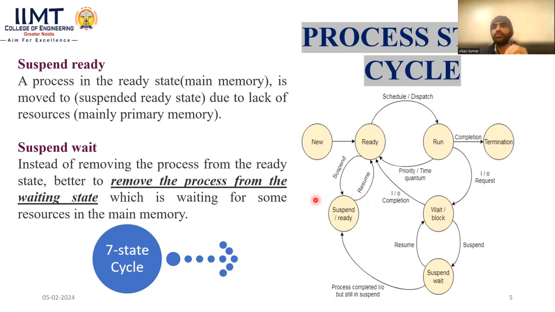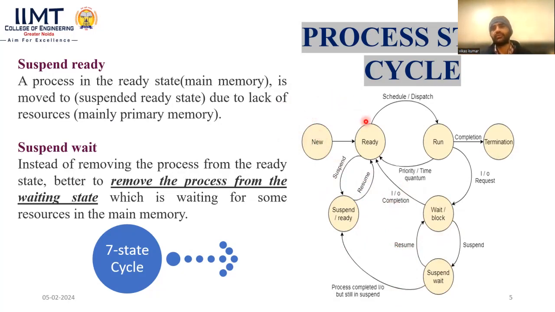Now we will add 2 more states: suspended ready and suspended wait. Suspended ready means a process in the ready state in main memory is moved to the suspended ready state due to the lack of resources. As you know, if there is a limitation of the primary resources, that is, primary memory, then we have a limited amount of main memory in our systems.